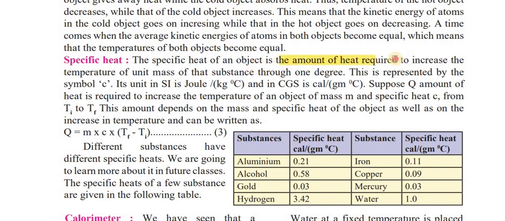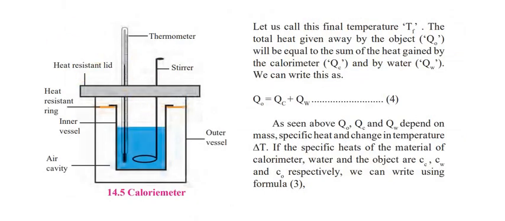Next one, definition of specific heat. It is the amount of heat required to increase the temperature of unit mass of a substance through 1 degree. The SI unit of specific heat is joule per kilogram degree Celsius, and the CGS unit of specific heat is calorie per gram degree Celsius. It's another important diagram for the exam. Do practice for this diagram.